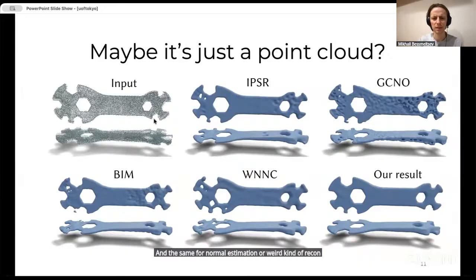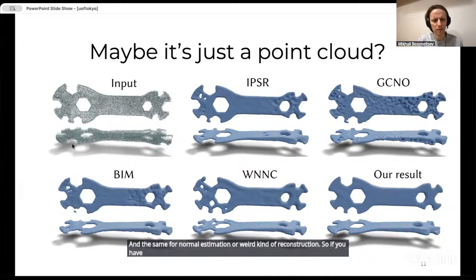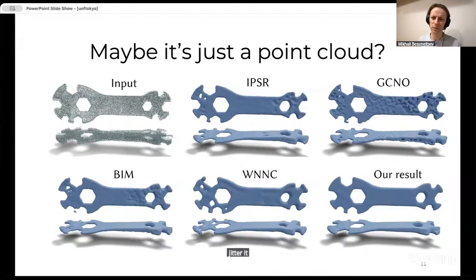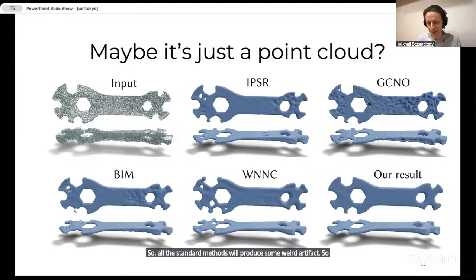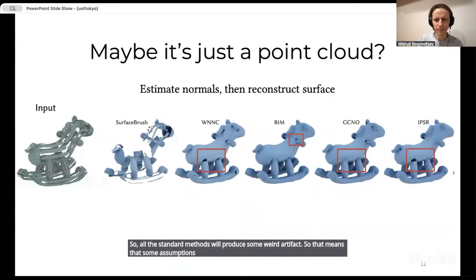So if you have a misaligned scan, I don't know if you can see, but here points are sampled all over the place, like little jittered. So all the standard methods will produce some weird artifacts. So that means that some assumptions are broken, right?